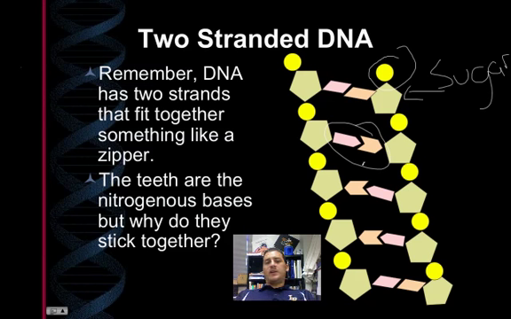And we talked a few slides ago about how hydrogen bonds hold the bases together. You can't really see the hydrogen bonds in these, but that's what's holding them together. That's what's causing them to stick together. So if you wanted to separate this molecule, all you'd have to do is find some kind of chemical that could break down hydrogen bonds.